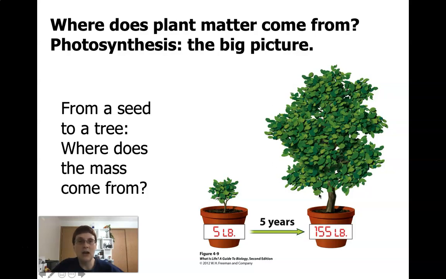You see that the tree has gotten quite a bit bigger. My question is, where does the mass come from? So what did the tree use to get bigger? Okay. So think about that. What did the tree use to add that 150 pounds? Because again, the pot and the soil haven't changed. We haven't added anything to that other than the water it needed to be able to stay alive.